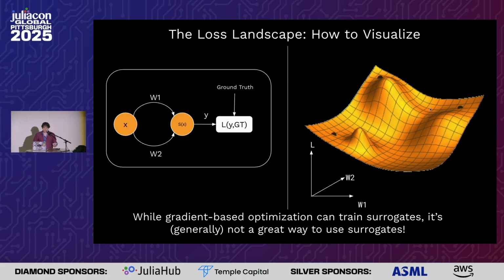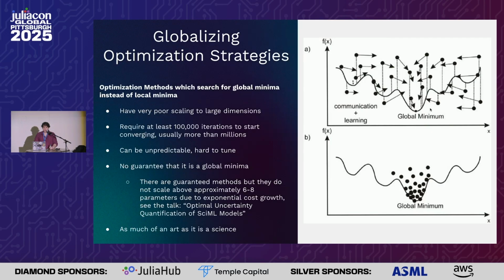So gradient-based methods are all known as local optimizers, right? Stochastic gradient descent, Adam, anything that you'd use in a neural network is a local optimizer. Instead, there's a different class of optimizers called global optimizers. And they have all sorts of different strategies, right?